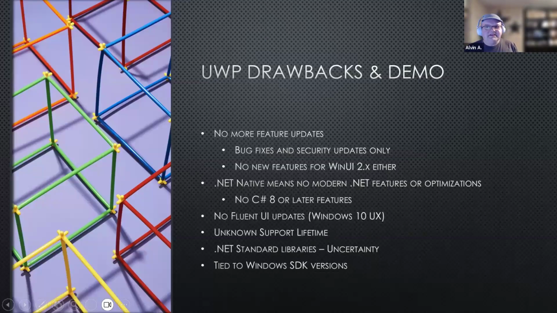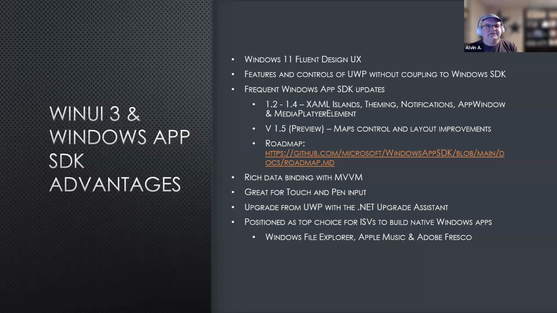All right. Next up, let's talk about WinUI 3. So WinUI 3 is the UI component of the Windows App SDK. It supports the latest fluent design concepts, so you get the most modern looking apps out of the box with the least amount of effort, coding, styling on your part. You get features and controls of UWP without being coupled to a specific version of the Windows SDK. The Windows App SDK updates multiple times a year out of band with the Windows SDK and the Windows updates.